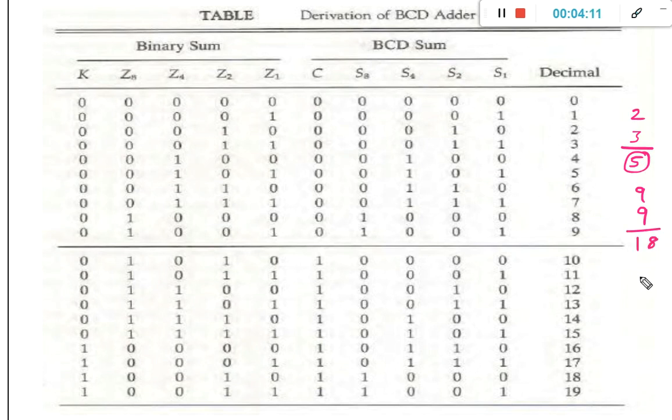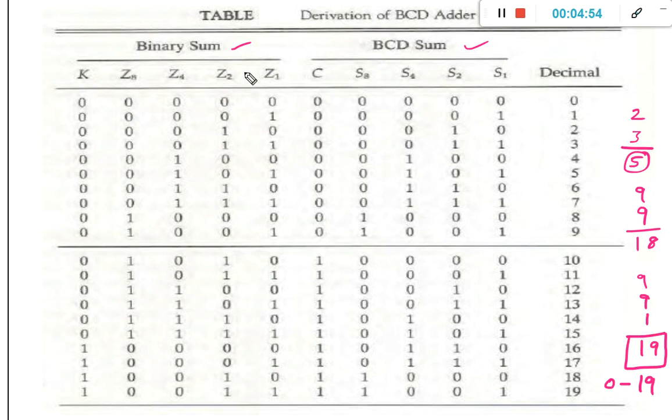And if I add 9 and 9 with an input carry of 1, then I get 19. So what is the maximum value I could get while adding two decimal digits with an input carry? I get 19. So we should know how to represent numbers from 0 to 19 in both binary as well as BCD, because 19 is the maximum value we get when adding two decimal digits. This table represents the same.